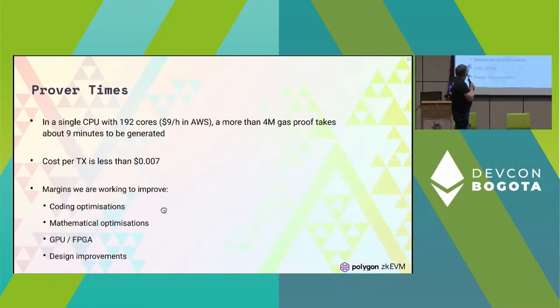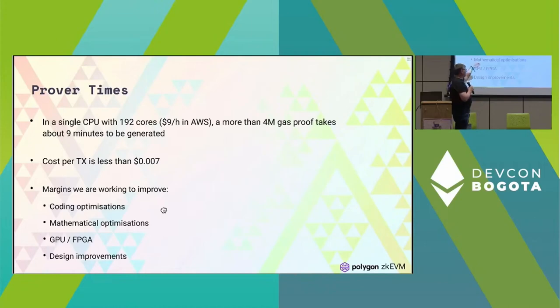I just put this slide from the ZKVM, just to explain what are the current times of the full ZKVM prover. Okay, so currently in a big machine, this is a 192 cores machine, a $10 per hour machine, more or less in AWS, this proof takes 9 minutes, okay? We can process 4 million gas in this proof, so the cost per transaction would be less than a cent, 0.07 cents per dollar.